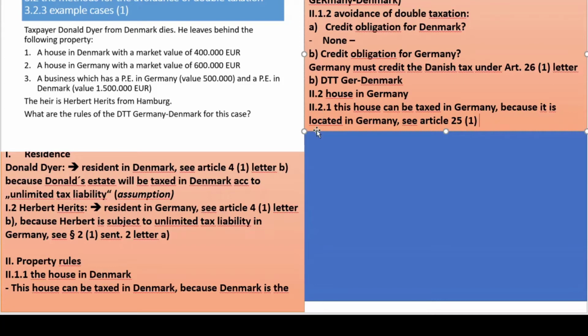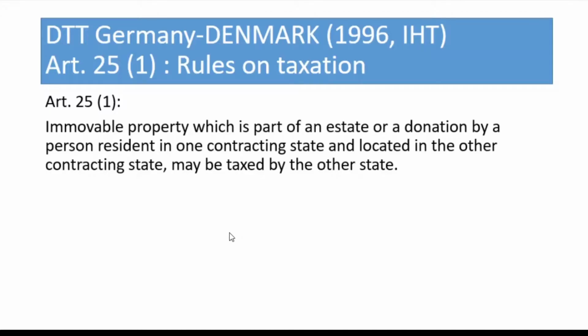So let's have a look. Indeed, here you have it, immovable property which is part of an estate or a donation by a person resident in Denmark, the one contracting state, and located in the other contracting state, that is Germany, can be taxed by the other state, that is Germany.